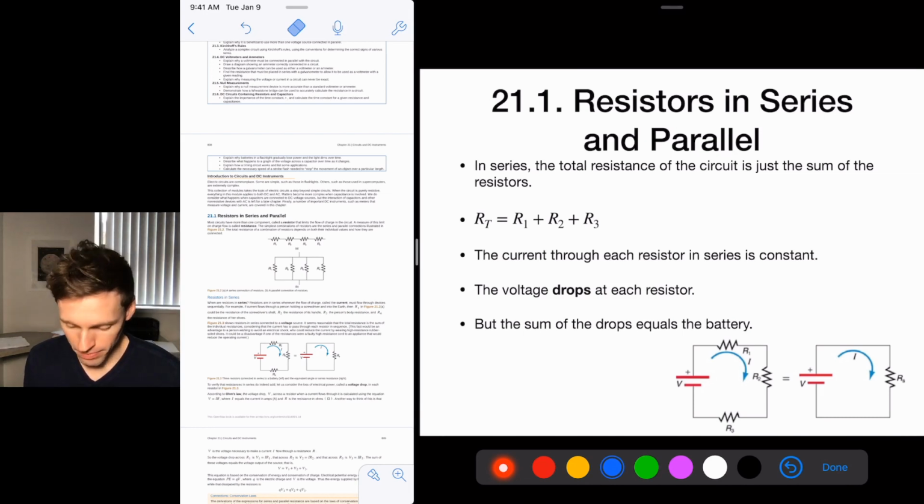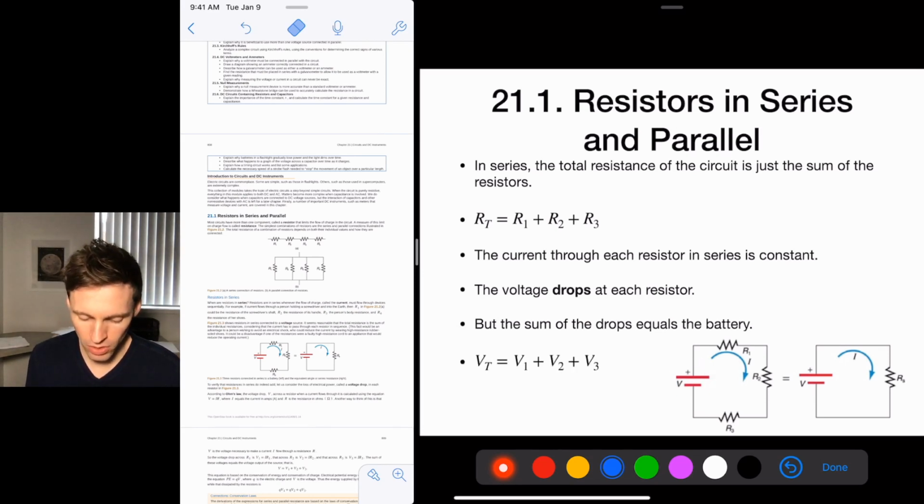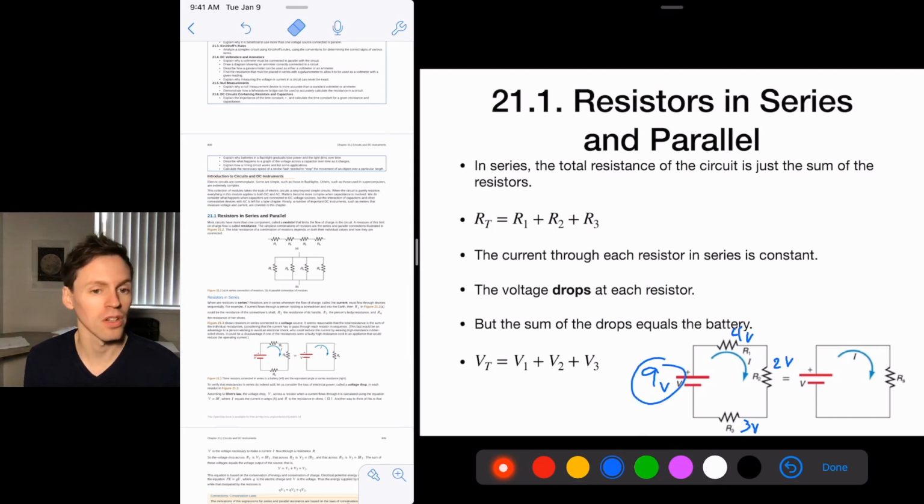But the sum, this is a key thing, the sum of the voltage drops equals the charge that your battery has. Okay, so the total voltage then, V total here coming off the battery, let's say it's a 9-volt battery, 9 volts, then this might be 4 volts, this might be 2 volts, 4 plus 2 is 6, so that means this has to have 3 volts across it, because 4 plus 2 plus 3 has to equal our 9 volts.